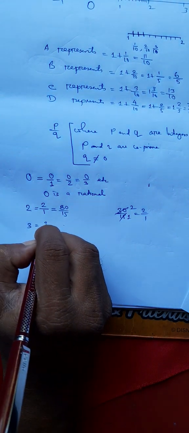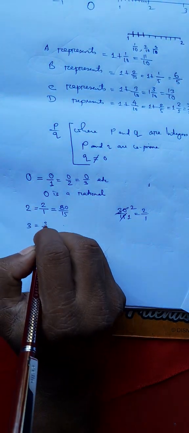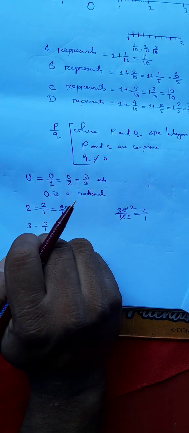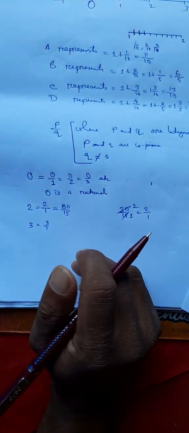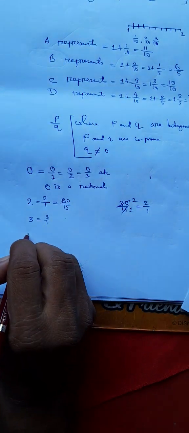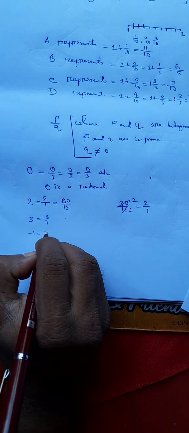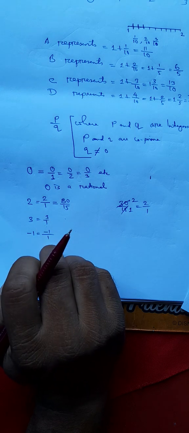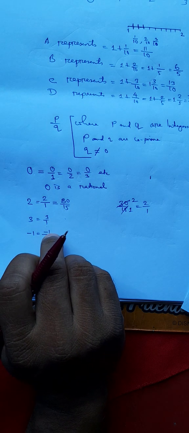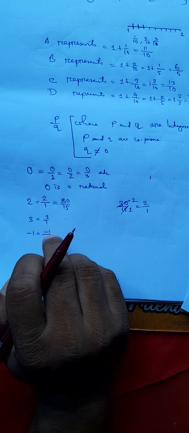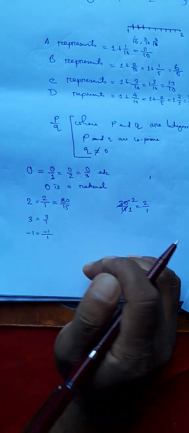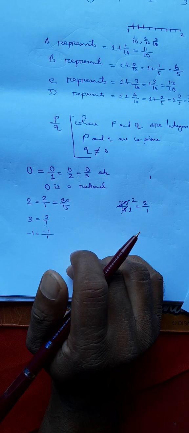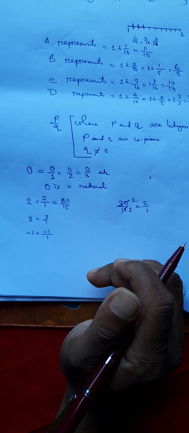3 can be expressed as 3 by 1, p by q. 3 and 1 don't have a common factor, and the denominator is a non-zero number, 1. So every integer, even -1, can be expressed as -1 by 1, in p by q form. p and q are integers, q not equal to 0. They don't have common factors other than 1. So we understood one thing, that every integer is a rational number, right?